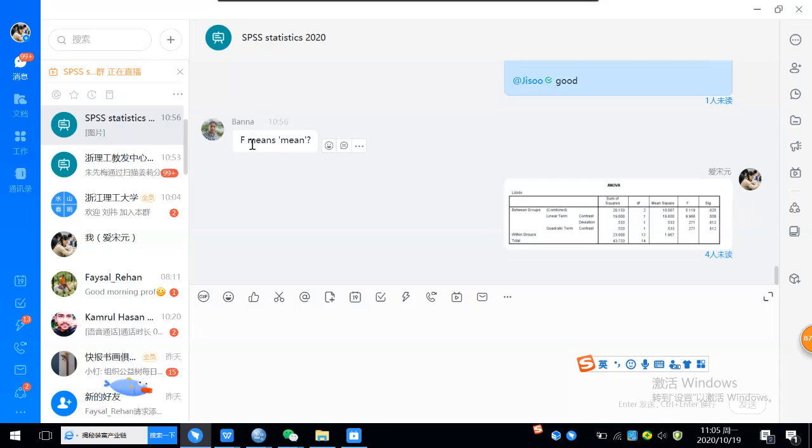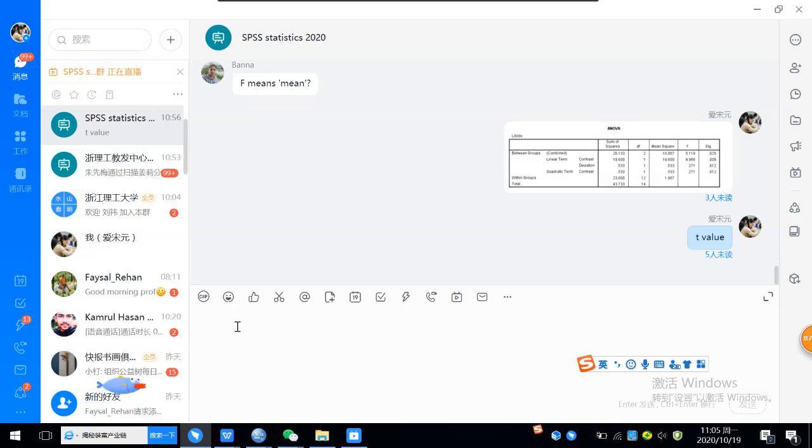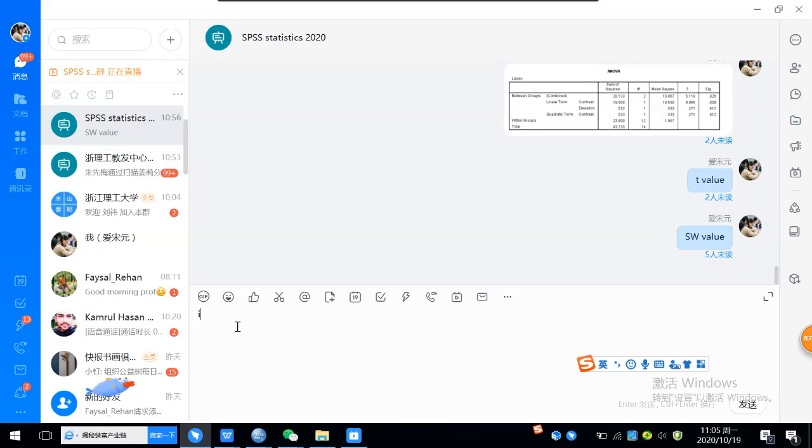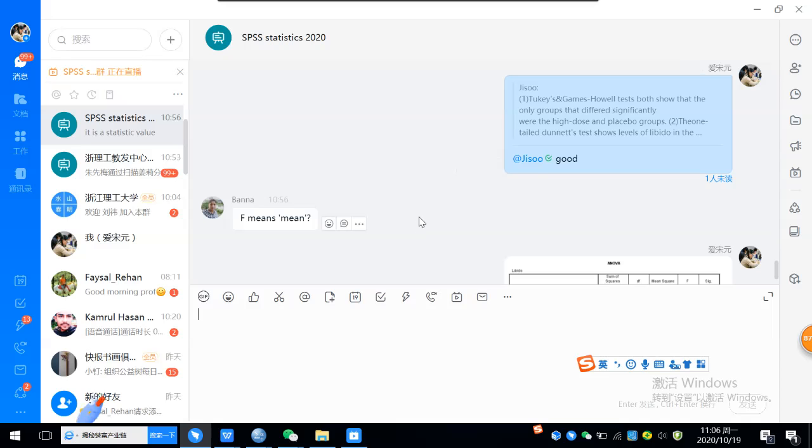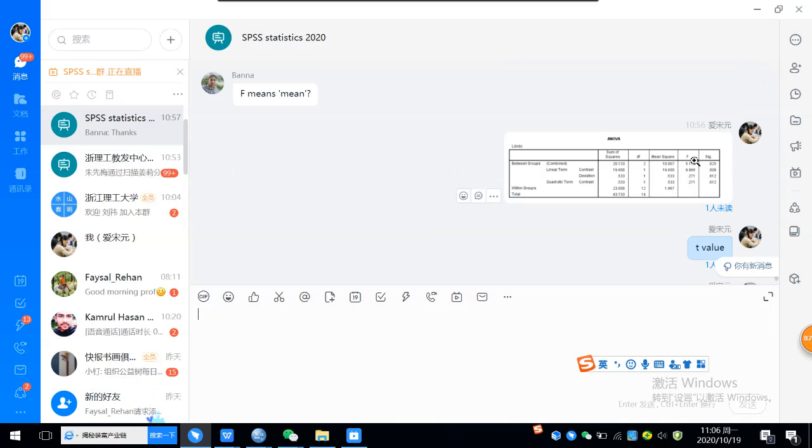The F value is just like the T value, it's a statistic. It's a statistic value, okay? When we use the independent t-test or one-sample t-test, we use the T value, right? So here, when we use one-way ANOVA, we use the F value. We also call it the F ratio.